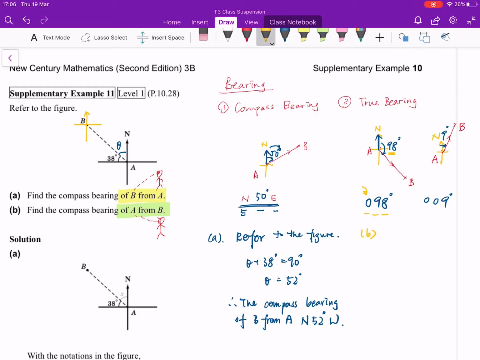When you're standing at B and looking at A, the direction of looking at A is closer to the south direction instead of the north one. So your bearing should start at S some degree. To look at A, you need to turn your head eastward, so it should end at E. Your bearing should end at E. And then you need to find out this angle.